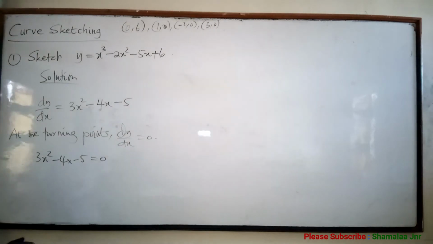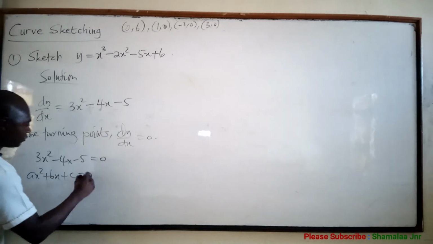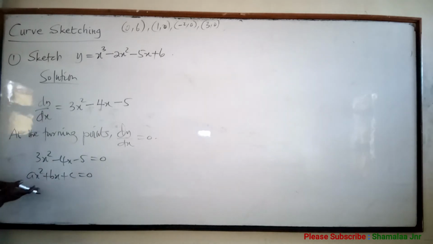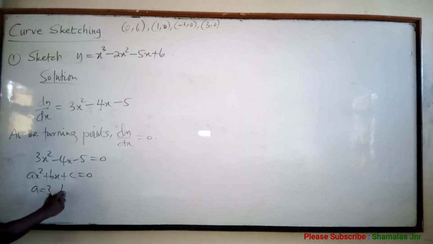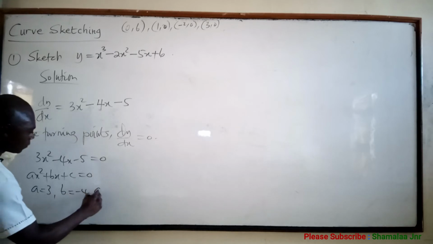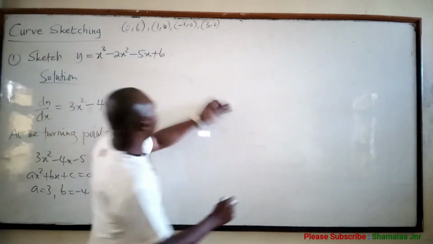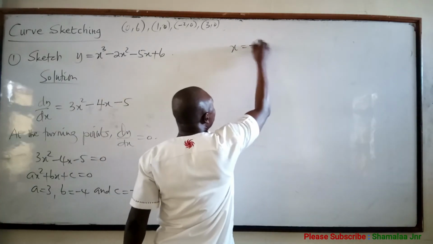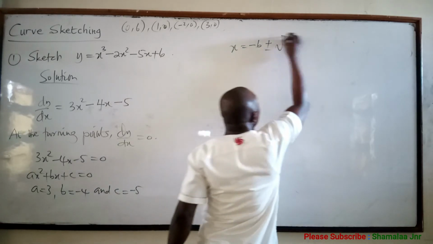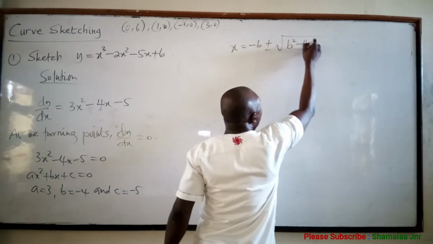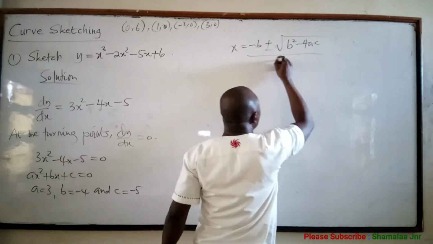So we have it this way. If you have something like this to solve, you can solve it quadratically. Compare this one with the normal quadratic equation, ax squared plus bx plus c is equal to 0. You can see that a is equal to 3, b is equal to negative 4, and c is equal to negative 5. So you can use x is equal to negative b plus or minus square root of b squared minus 4ac all over 2a.